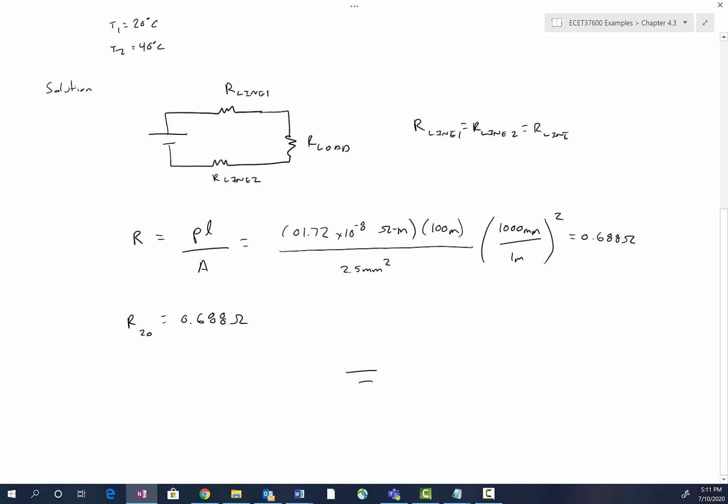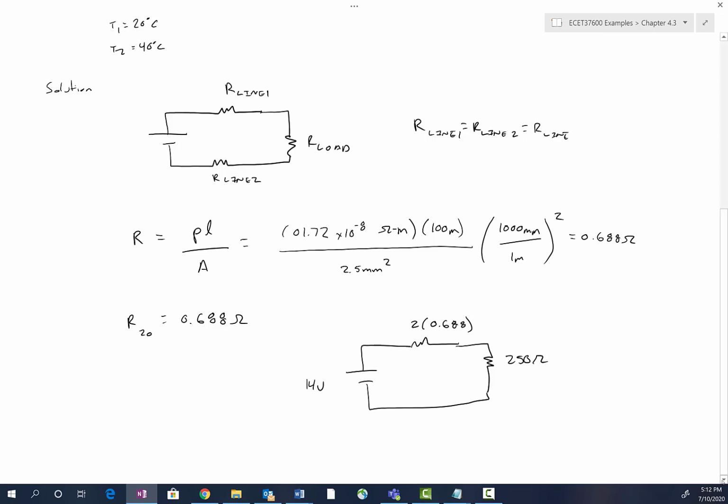So now I'll just redraw the circuit, filling in the appropriate values. We got 14 volts. There's the 2 times 0.688. I'm lumping the two resistances together here. You can do that in a series circuit. And so you can see the way that I'm going to approach solving this is that this is a voltage divider circuit.